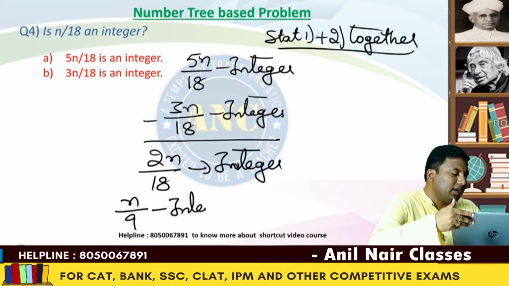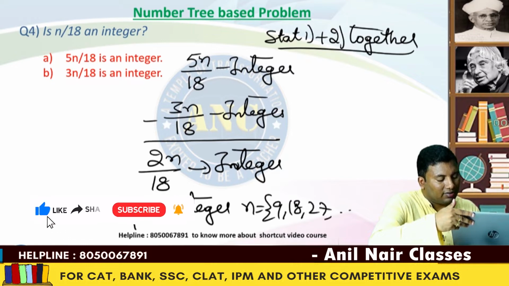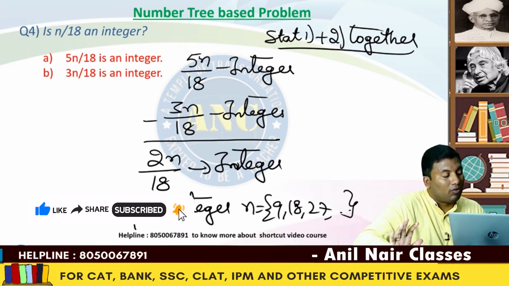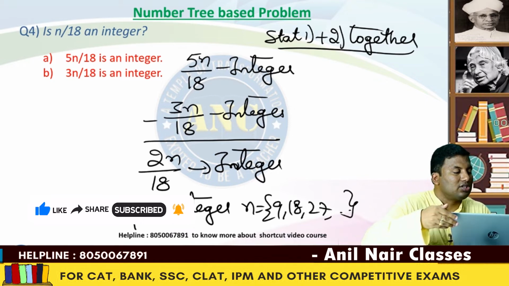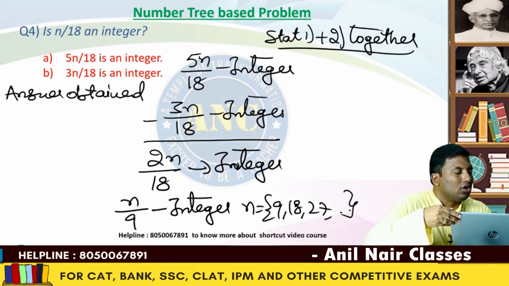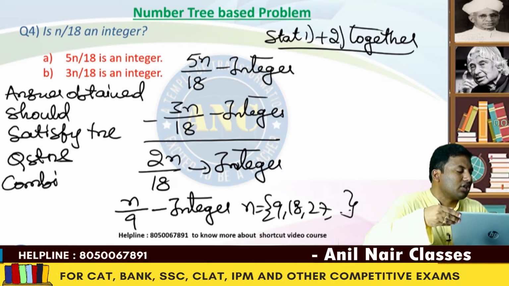If n by 9 is an integer, n value will be all the multiples of 9. 9, 18, 27 and so on. But what is the golden rule that we discussed? The answer obtained should satisfy the statements combined.